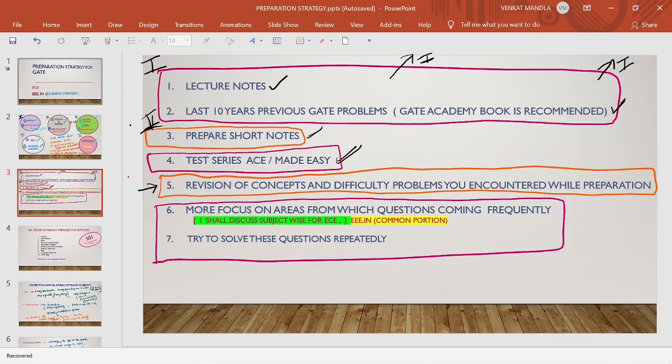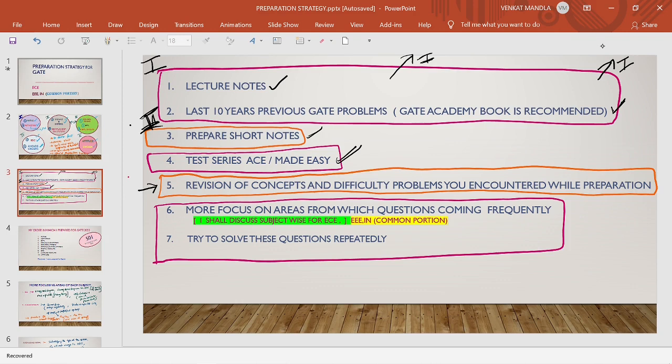Okay, revision of concepts. So how to revise? For that, this second block will help you, to revise short notes. If you start revision, don't go through the lecture notes again. It will take so much time to complete the lecture notes. So for that, you have your own short notes. Start your revision with the short notes.